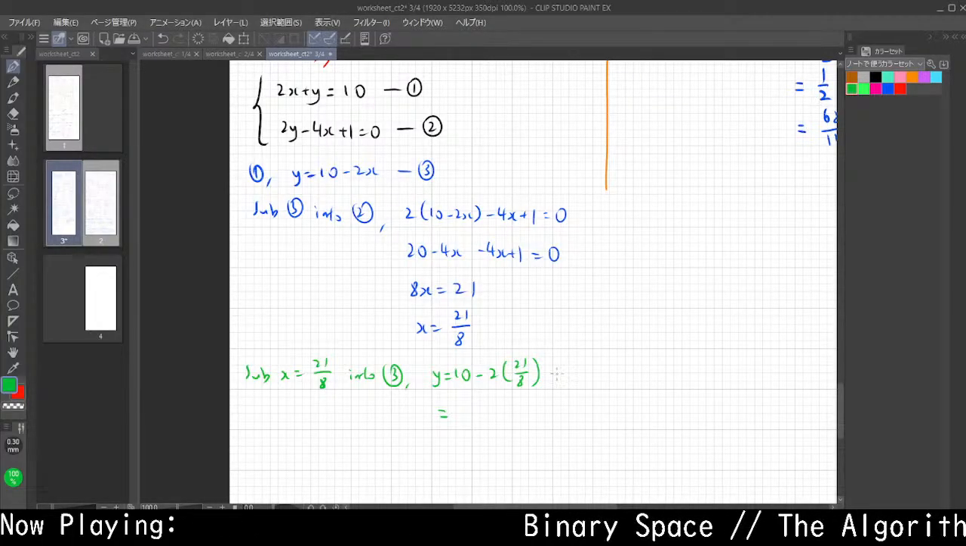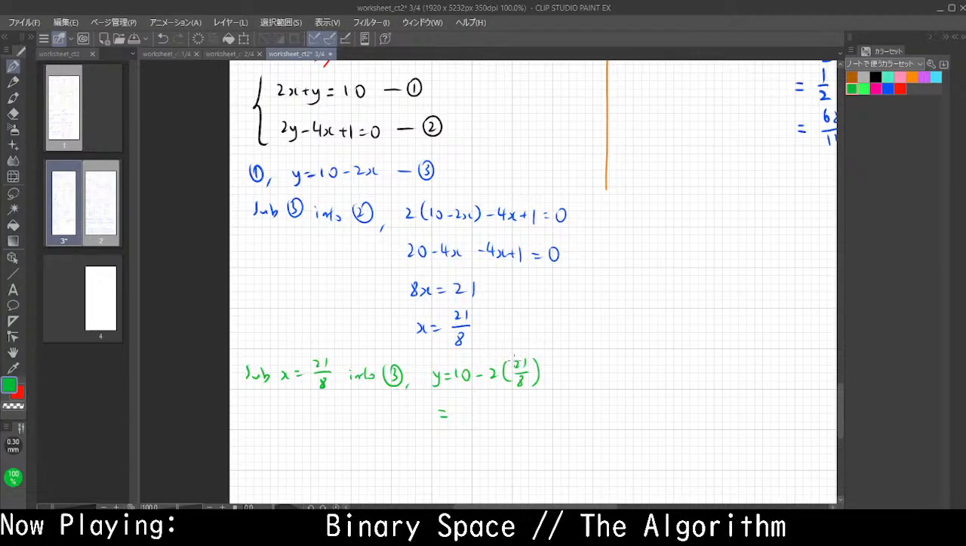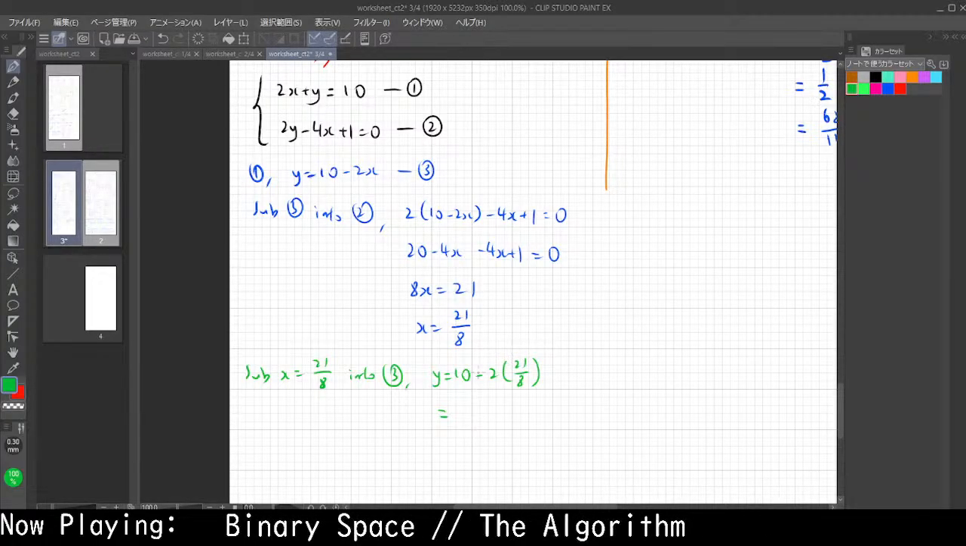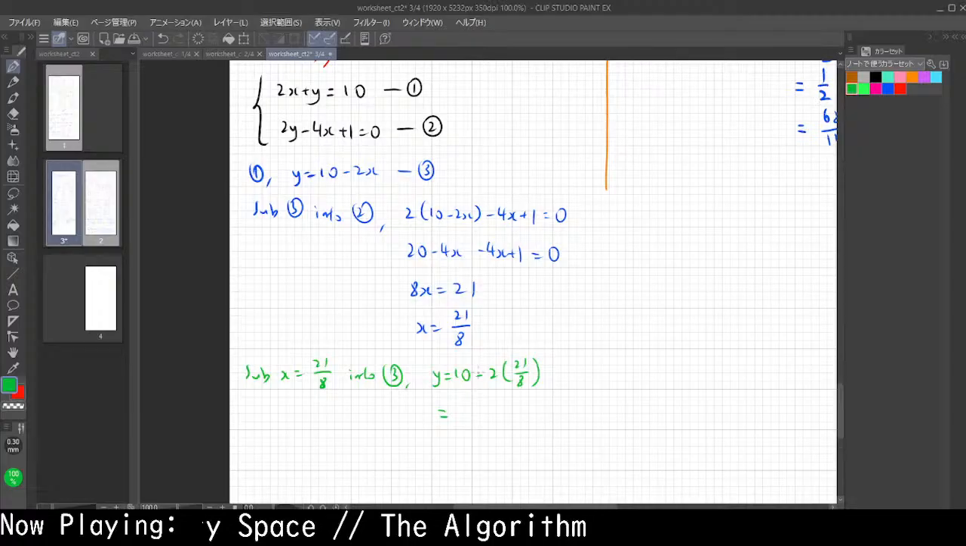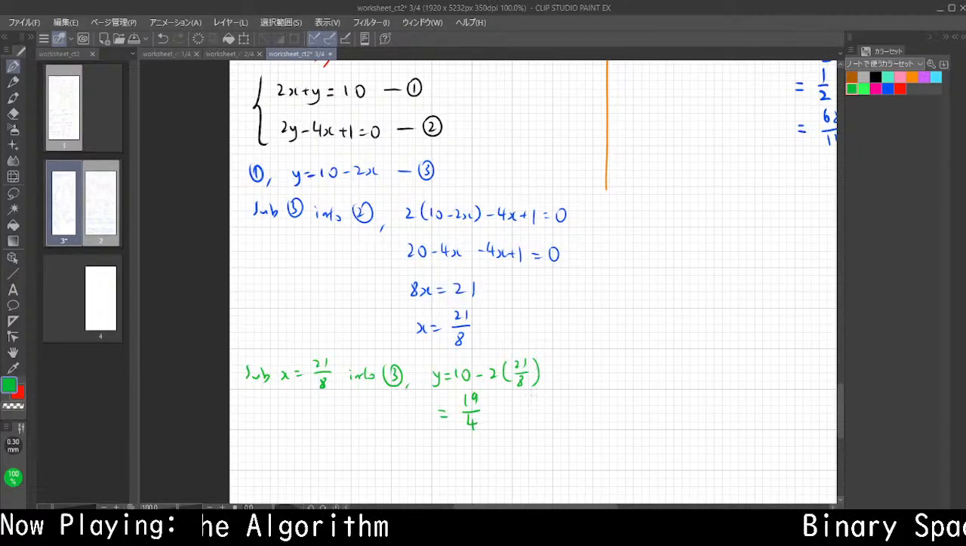You divide, you get 21/4, and then minus out. This is 10, so it's 14/4. You can just put in the calculator, you should get 19/4. Yeah.